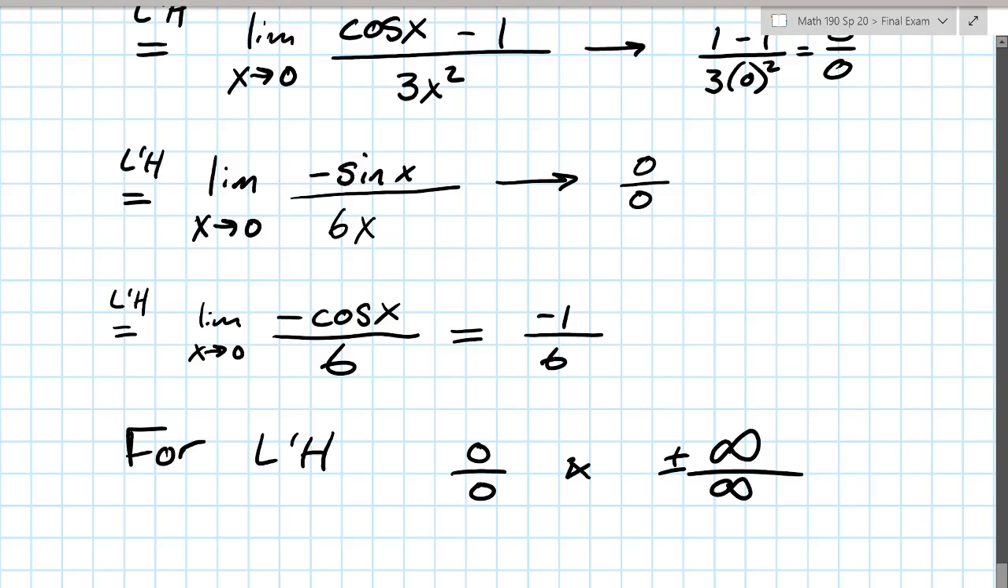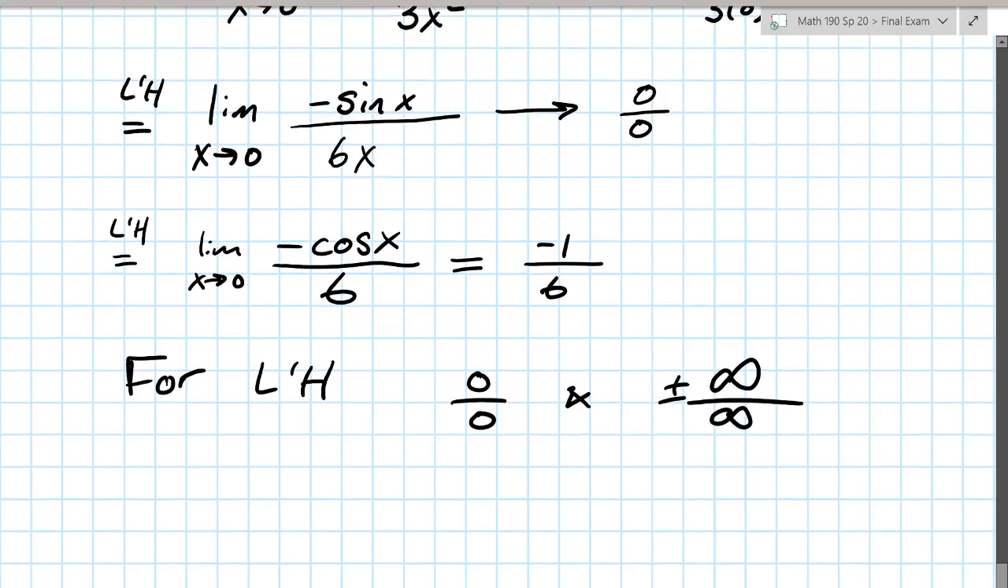If it's another indeterminate form, such as infinity minus infinity or 0 times infinity or the 3 power indeterminate forms, you're going to have to algebraically manipulate it to look like 0 over 0 or infinity over infinity before applying L'Hopital's rule.